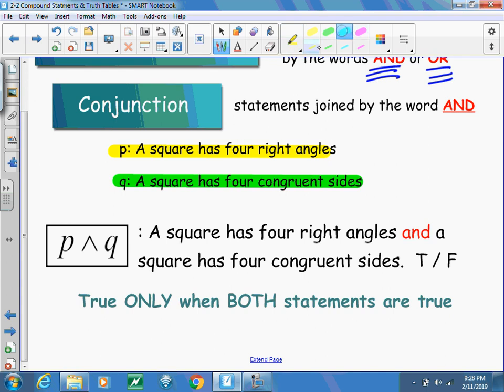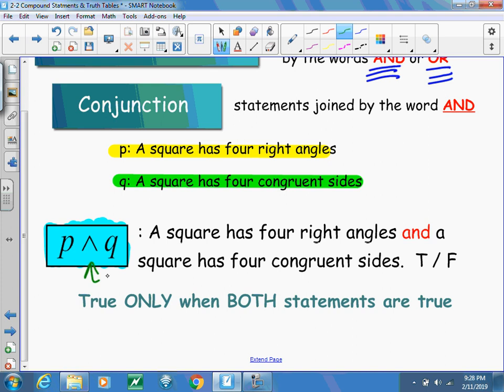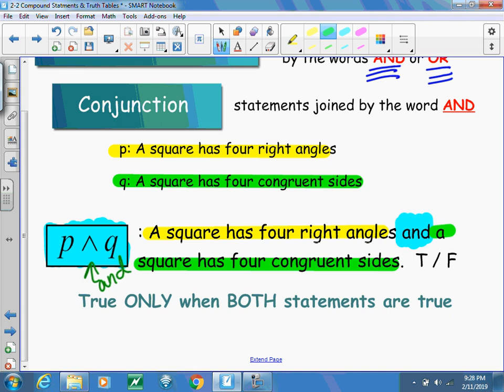Notice the new notation that I'm using right here, where I have a P with an arrow pointing up and a Q. That arrow that's pointing up right here is representing a conjunction. It's representing the word and. So think about how that almost looks like an A. So I'm saying that I'm going to talk about statement P and statement Q. So now when I look at my statement here, I have a square has 4 right angles and a square has 4 congruent sides. I'm taking those two statements, putting them together using the word and.